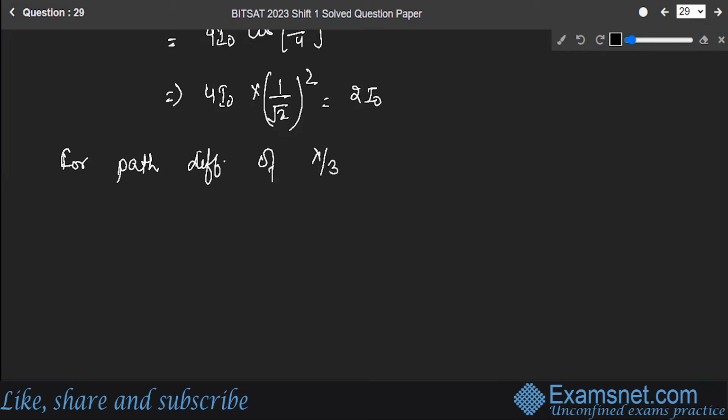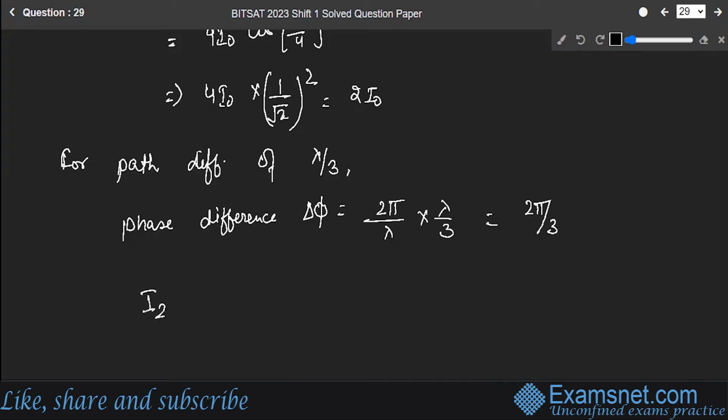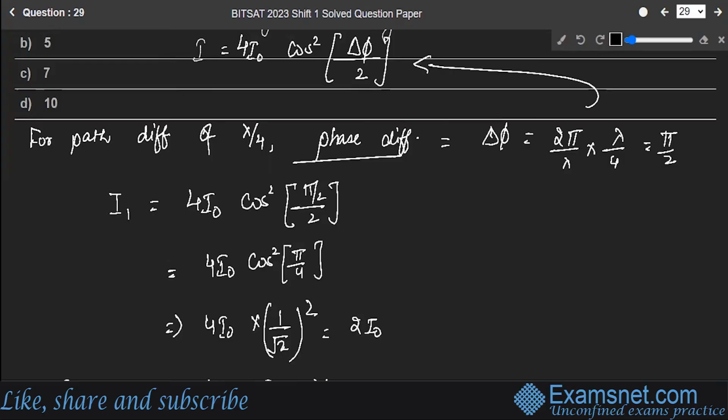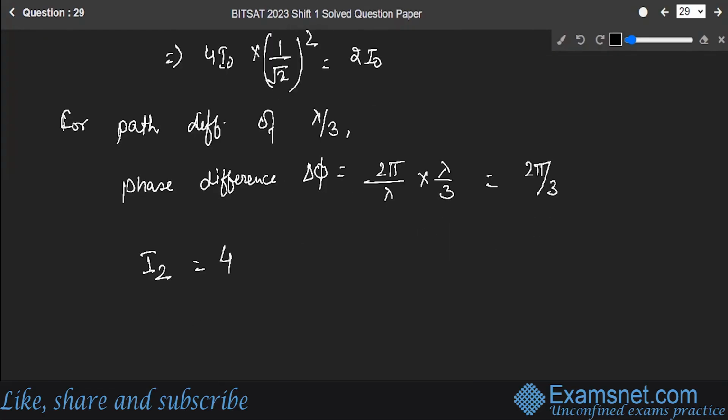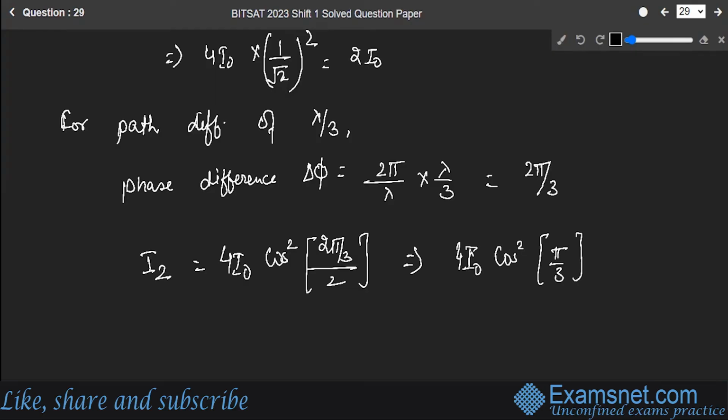difference of lambda by 3, phase difference will be given by 2 pi upon lambda into lambda upon 3. So this will be 2 pi upon 3. So I2 in this case, again, I'm using this equation. I2 will be equal to 4I naught cos square 2 pi by 3 divided by 2, which is equal to 4I naught cos square pi by 3.